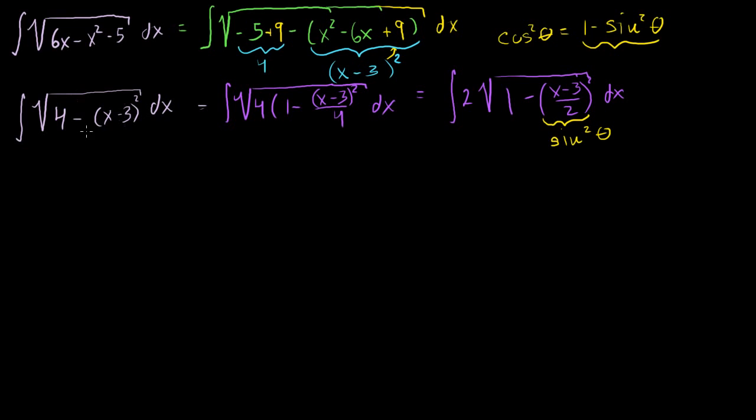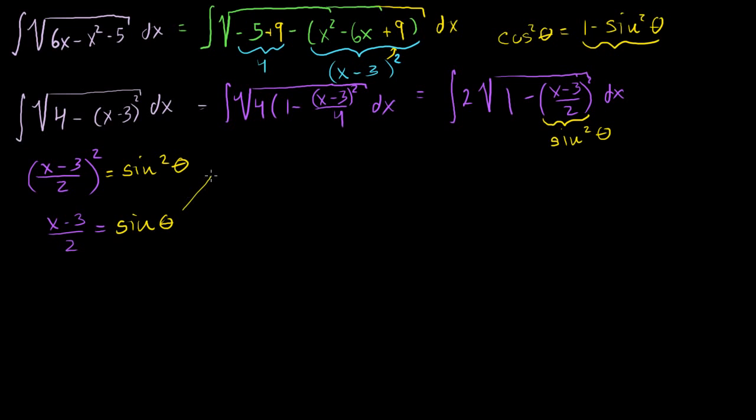So let me make that substitution. Let me write that (x minus 3) over 2, squared, is equal to sine squared of theta. Now, if we take the square root of both sides of that equation, I get (x minus 3) over 2 is equal to sine of theta. Now, you know where this is going to go. We're eventually going to have to substitute back for theta. So let's solve for theta in terms of x.